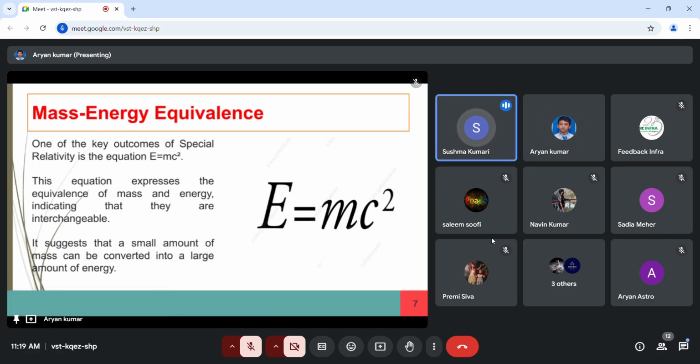Mass energy equivalence. One of the key outcomes of special relativity is the equation E equals mc squared. This equation expresses the equivalence of mass and energy, indicating that they are interchangeable. It suggests that a small amount of mass can be converted into a large amount of energy.